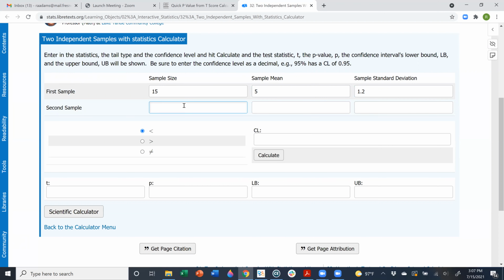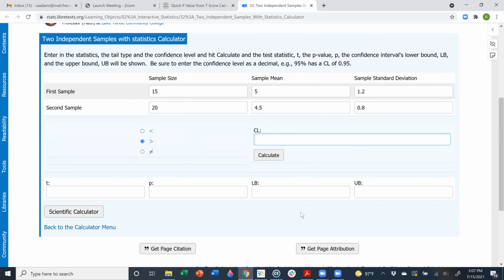Okay, the second sample, the size was 20. The sample mean was 4.5. The sample standard deviation was 0.8. Then you have to click on which type of test we're doing, and we were doing a right-tailed test, so I'm going to click the greater than symbol.